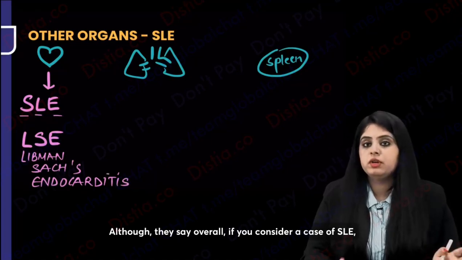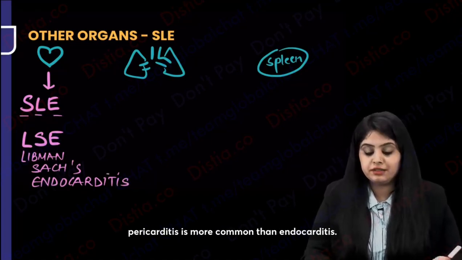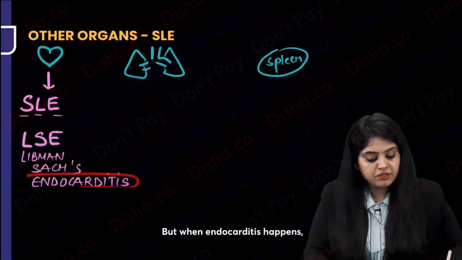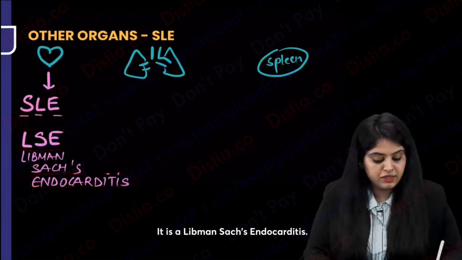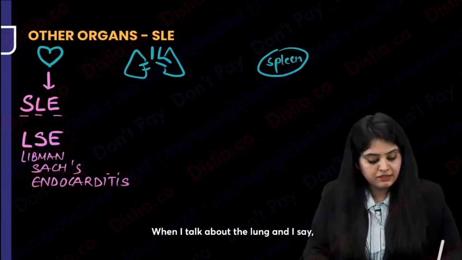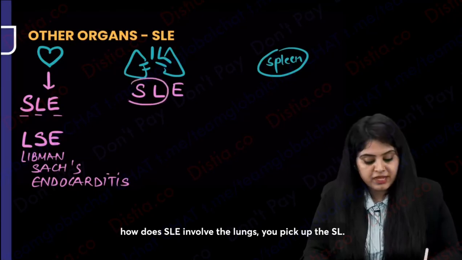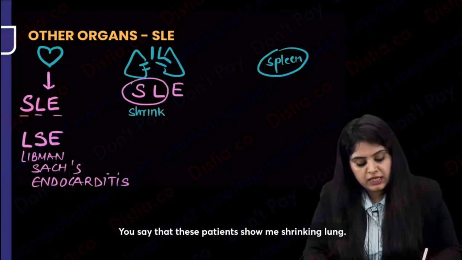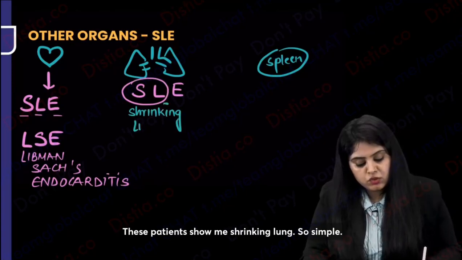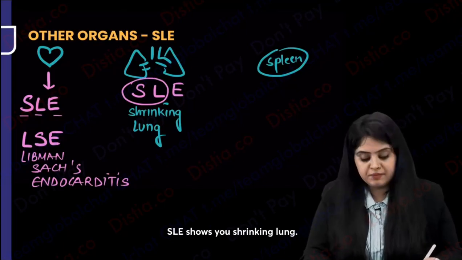Although they say overall, if you consider a case of SLE, pericarditis is more common than endocarditis. But when endocarditis happens, which kind of endocarditis is it? It is a Libman-Sacks endocarditis. When I talk about the lung and I say, how does SLE involve the lungs? You pick up the SL. You say that these patients show me shrinking lung. So simple, SLE shows you shrinking lung.